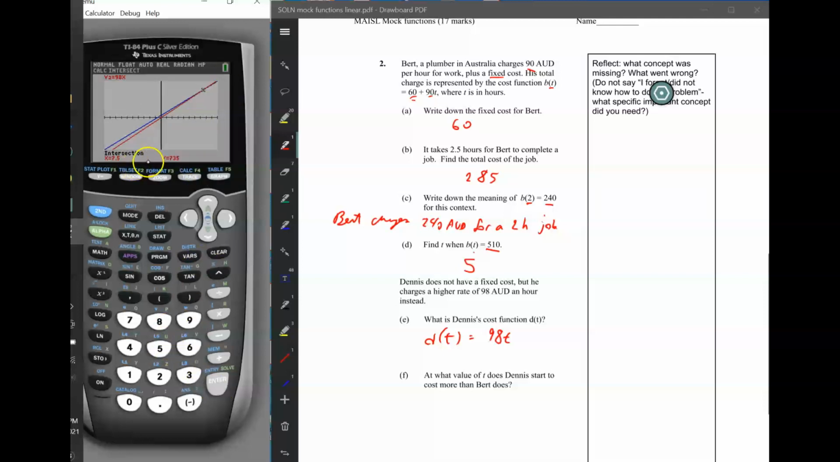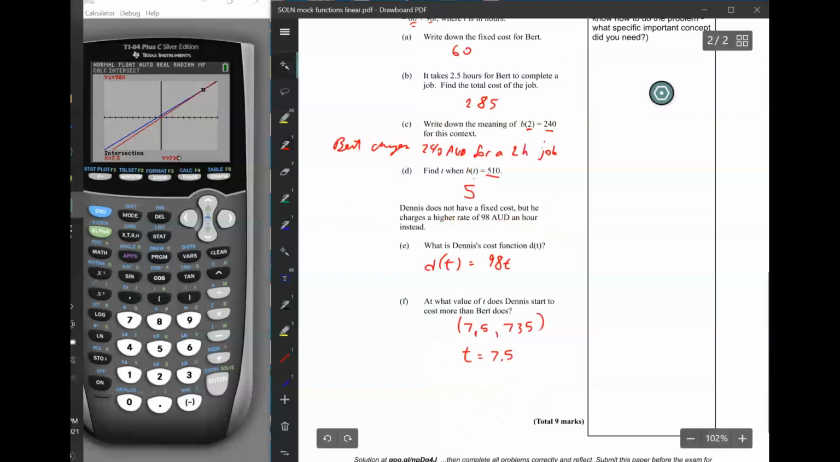And the intersection is 7.5 comma 735. That's the intersection point. And the value of t is 7.5. So at 7.5 hours is when Dennis and Bert both cost $735. They cost the same. But then after 7.5 hours, Dennis starts to cost more. Okay, and I think that's it. Yeah, that's it.